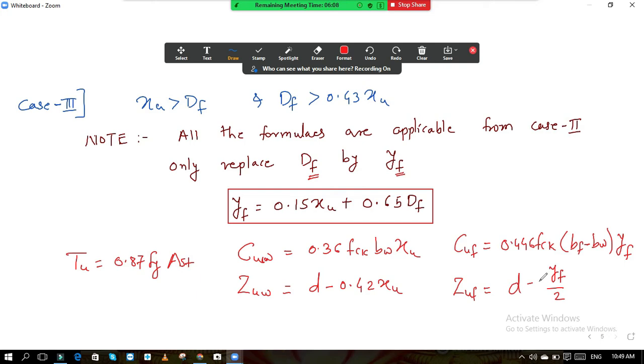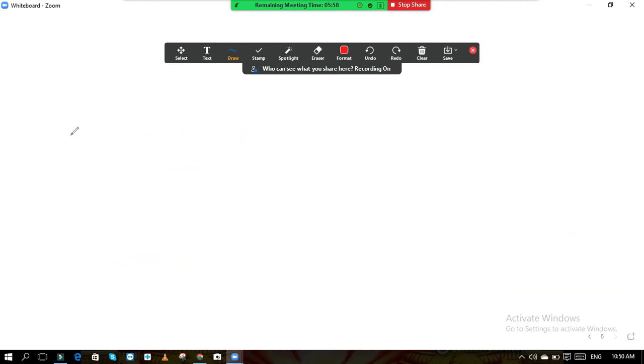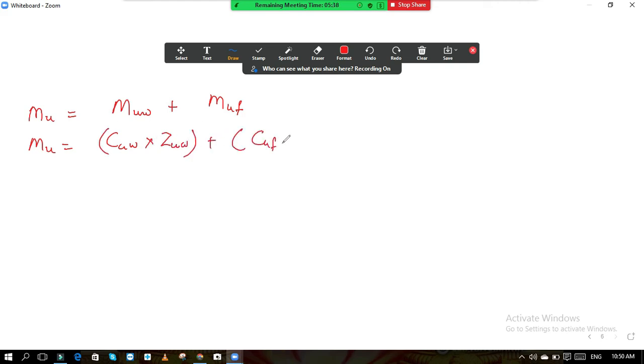So these are the formulas for case number 3. Now if I want to calculate the total Mu, then Mu is equal to Mu of web plus Mu of flange. Again Mu will be Cuw into Zuw, plus here it is Cuf into Zuf.